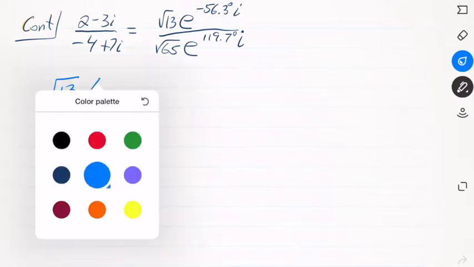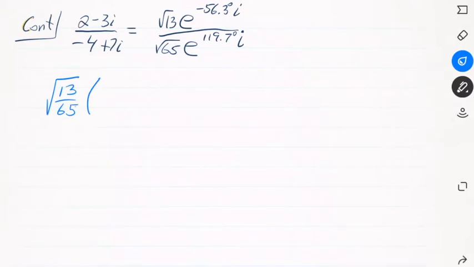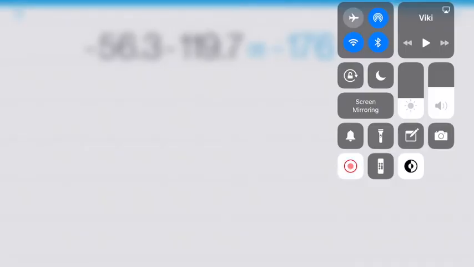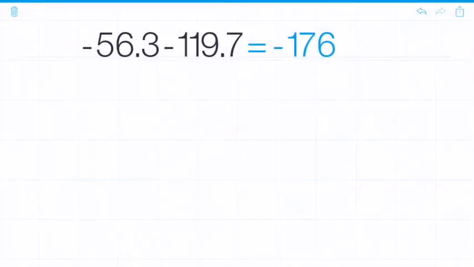So then it'll become times e to the. Now, because it's division now, we're going to take these two powers and subtract them. So this is going to become negative 56.3 degrees minus 119.7 degrees. And this might be the case where if you did change this into a positive answer, it might have made our lives a little bit easier at this point. But let's leave it the way it is right now. So negative 56.3 minus 119.7 gives us a negative 176.